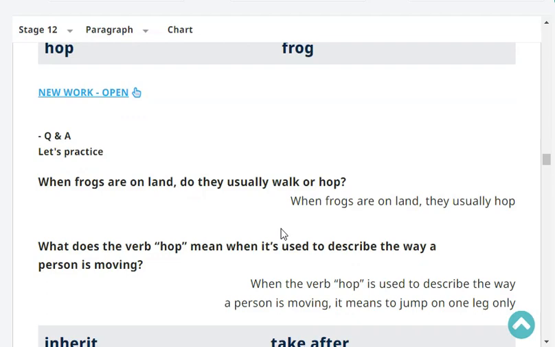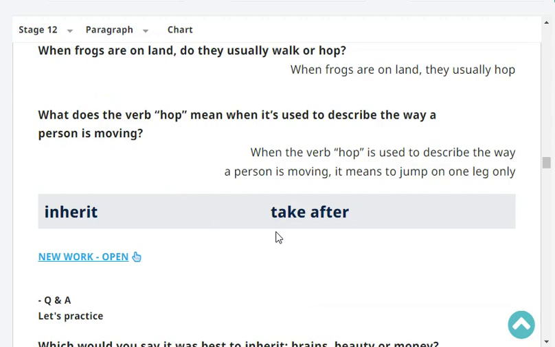When frogs are on land, do they usually walk or hop? When frogs are on land, they usually hop.